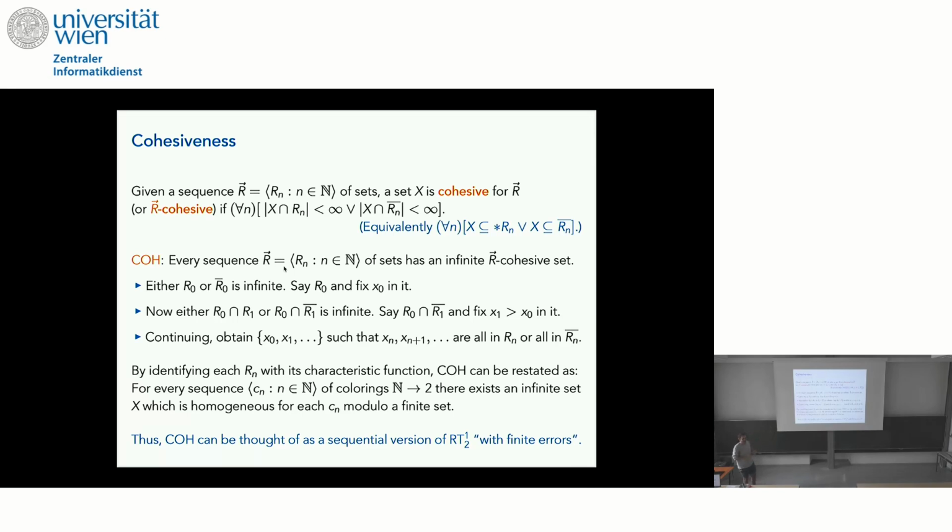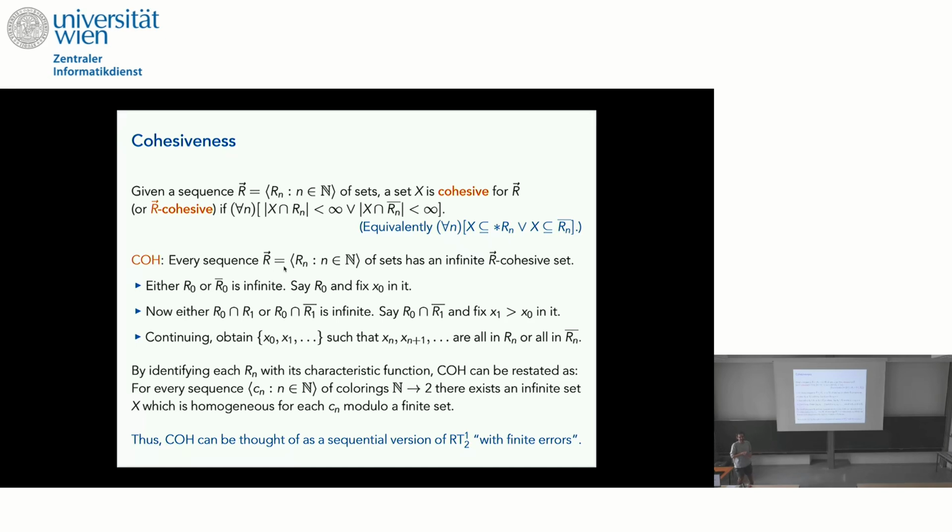So why is this a useful principle to think about? Let's think of each of these Rn's as an instance of RT1,2. It's a set, so we can think of its characteristic function. Then what exactly is a cohesive set? You have one coloring, another coloring, a third, a fourth, infinitely many colorings. A cohesive set is something which is simultaneously homogeneous for all of them. It's homogeneous with color 0 for this one, color 1 for this one, color 1, color 0, but with finitely many errors. So it's almost homogeneous, almost homogeneous, almost homogeneous.